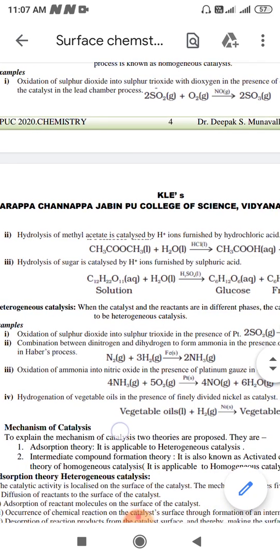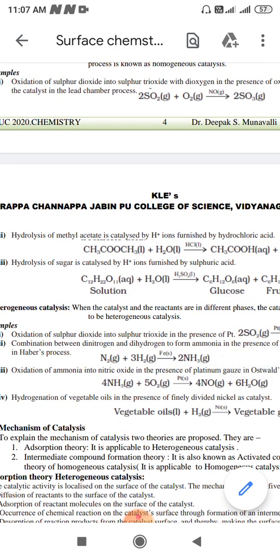What is the third example? Oxidation of ammonia into nitric oxide in the presence of platinum gauze, Ostwald's method, for manufacture of nitric acid. Here ammonia and oxygen are both in gaseous state, whereas platinum is in solid state. Hydrogenation of vegetable oil into vanaspati or dalda, using nickel catalyst. Nickel is in solid state and hydrogen is in gaseous state, therefore it is heterogeneous catalysis here.